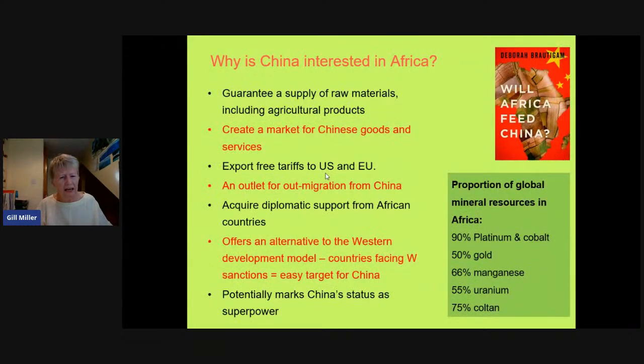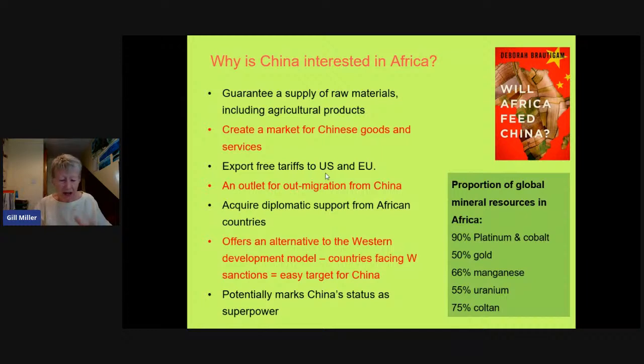So why is China interested particularly in Africa? That's what we're talking about today. And you can see there all the resources which Africa has: 90% of platinum and cobalt, you can see the list, 75% of coltan, very significant, because coltan is in everything, our mobile phones, all kinds of electronics, and the West wants it as well as China, of course. It's a key mineral. So China wants a guarantee of raw materials, and it wants agricultural products, of course.